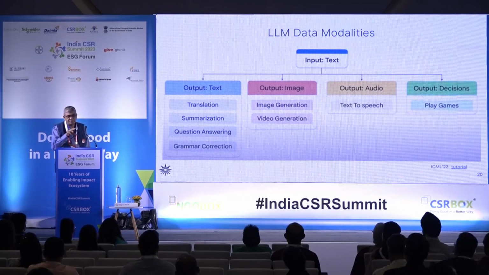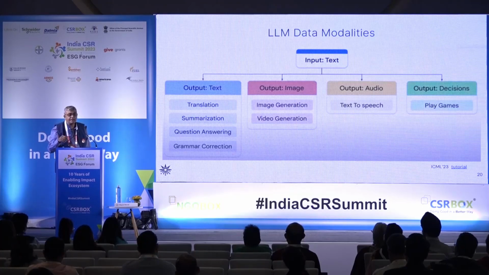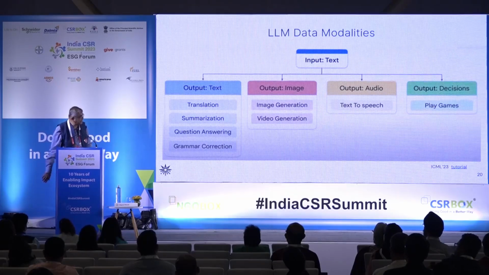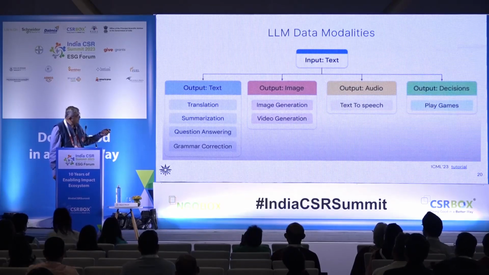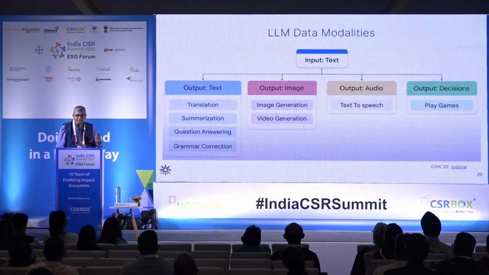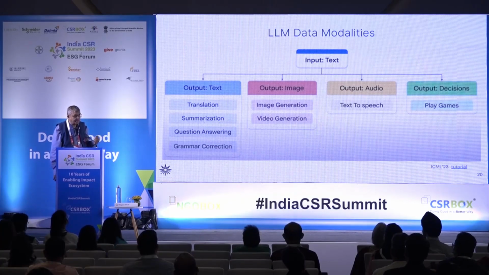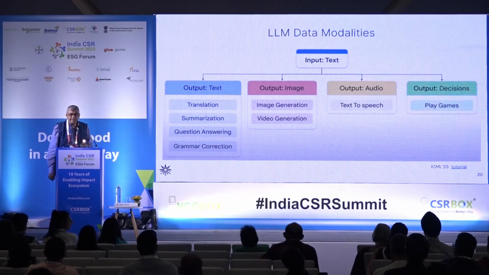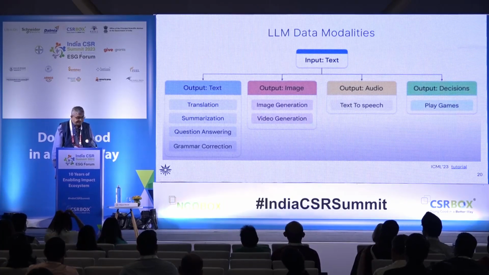For example, you can input a text that says, a man is running, right? And it should be able to generate a video of a person running just based on the videos it has already seen in the past. Similarly, it can output audio. You can do text to speech, which is an old application, but now enabled and made more powerful by LLMs. It can now also output decisions, so it can play games if you ask it to play a game.